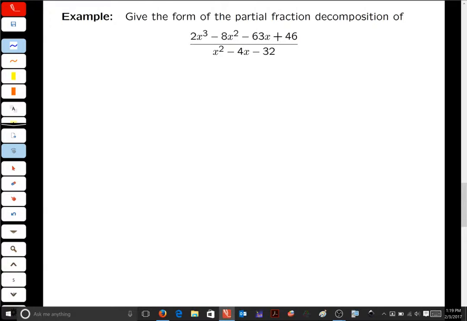So let's look at this one. Give the form of the partial fraction decomposition. What is the degree of the numerator? 3. What's the degree of the denominator? 2. What does this mean we have to do? Long division. For some of you, that was a long time ago.